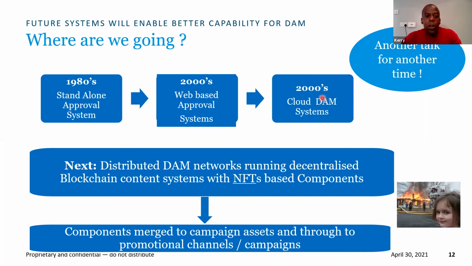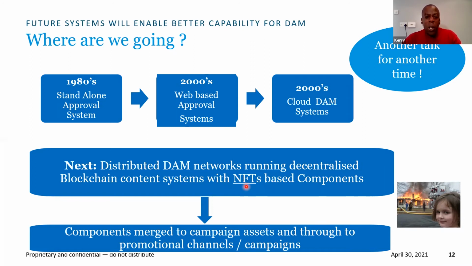So next, which is coming, and the next company to crack it will make billions, is distributed DAM networks running decentralized blockchain content systems with our components with non-fungible tokens attached. What I mean by that is a digital distributed DAM network that doesn't run in one place on one server. And as these assets are pulled and approved, all of these assets have an NFT attached to them, which is unhackable.